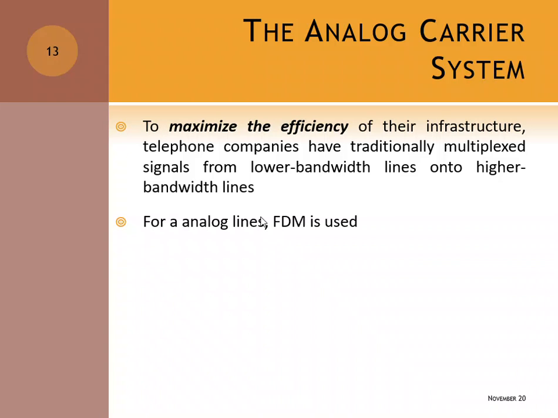Okay, a little bit about analog carrier system. To maximize the efficiency of their infrastructure, telephone companies have traditionally multiplexed signals from lower bandwidth lines onto higher bandwidth lines. For analog lines, FDM is used.